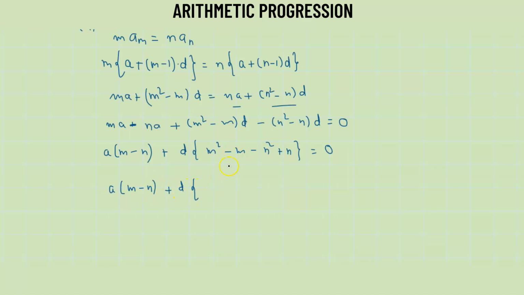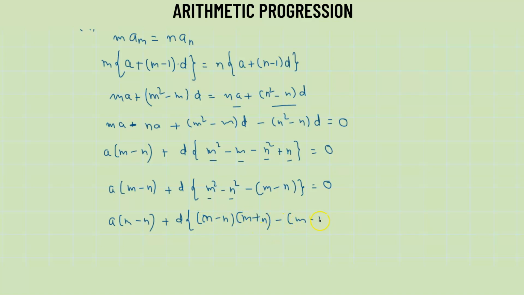Right. Further simplification is going to give us a times m minus n plus d. So here what we'll do, we'll combine the first term and the second term, so we have m squared minus n squared, and we'll combine the third and fourth term. If we take negative as the common factor, we have negative of m minus n, which is equal to 0. We have a times m minus n plus d times m squared minus n squared, that's an identity, which can also be expressed as the product of m minus n times m plus n, minus m minus n, and this is equal to 0.